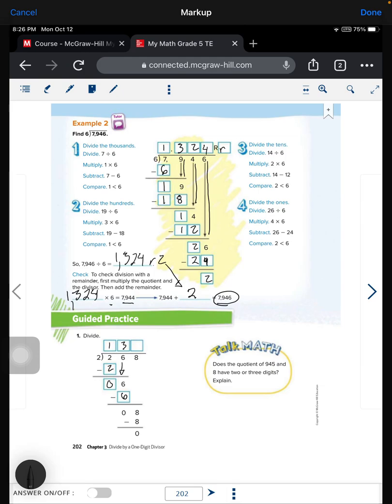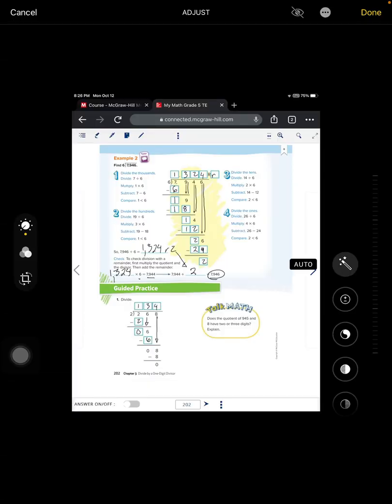3 times 2 is 6. 6 minus 6 is 0. Draw the arrow again. Bringing down the 8. 2 will go into 8 4 times. 4 times 2 is 8. 8 minus 8 is 0. And 134 is our answer. Good job. Nice. Let's move to the next page.